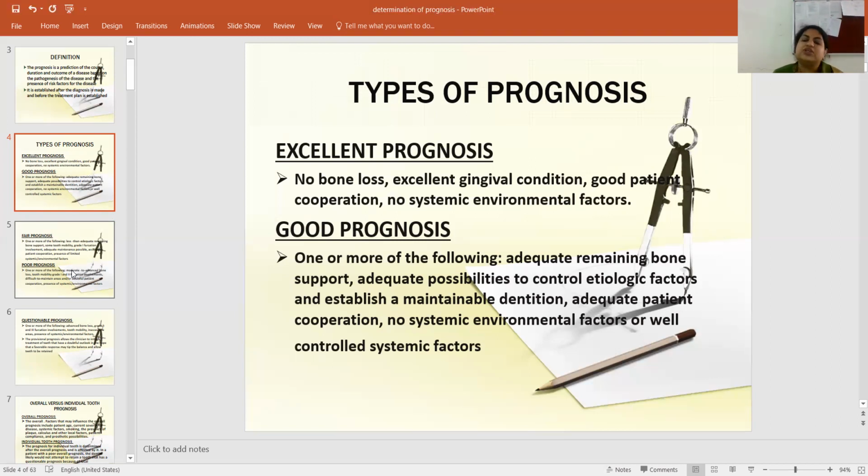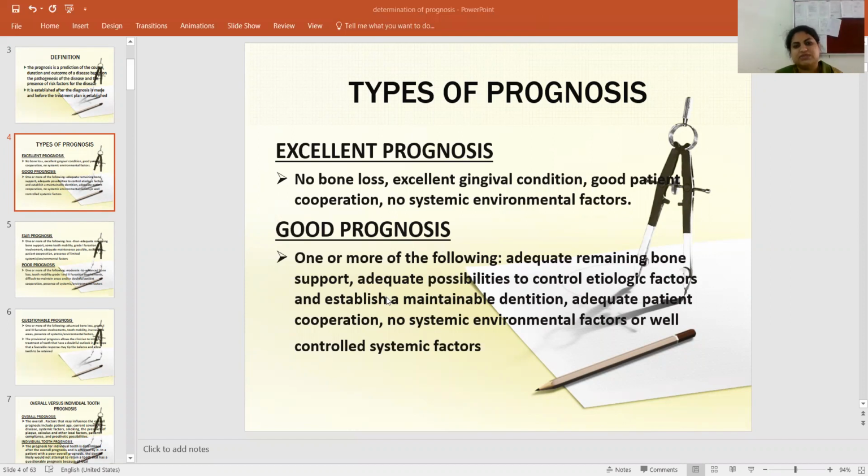And systemic factors include the presence of systemic diseases, like diabetes, cardiovascular diseases, and any other systemic factors. Now about the good prognosis. So all these factors come under the excellent prognosis.